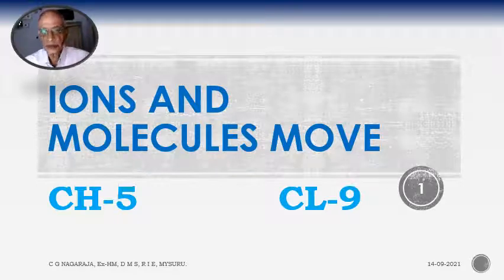Welcome to this session of learning Class 9, Chapter 5 that deals with the cells. We are going to examine today one of the most important concepts in biology linked to chemistry, that is the movement of molecules and ions inside the cell, outside the cell, in the cellular environment. We shall study this in a little more detail than what is given in our textbook.